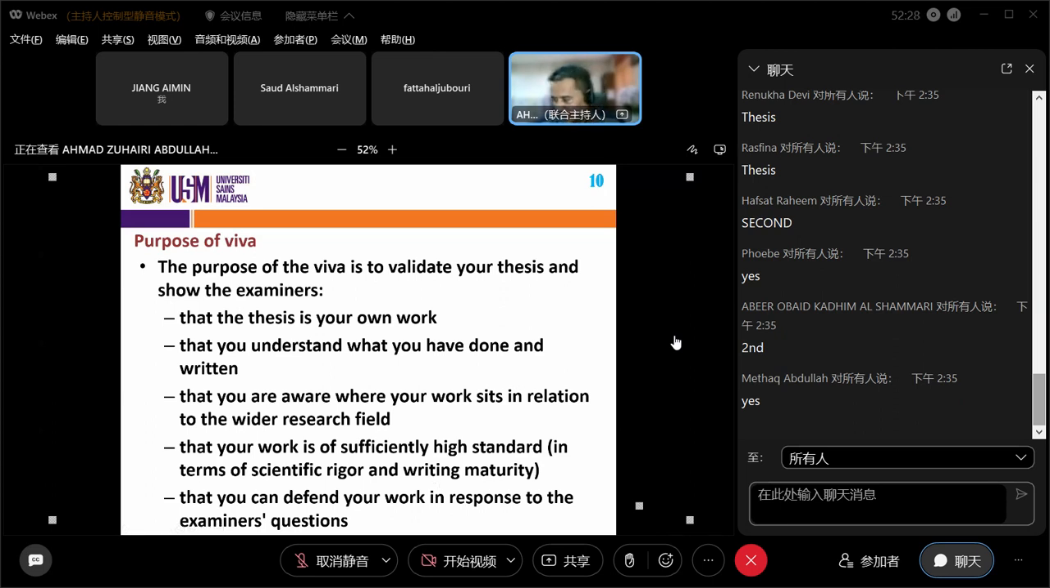But now you are lucky because everything is available nowadays online. A lot of tools are available online for you to really improve your writing.